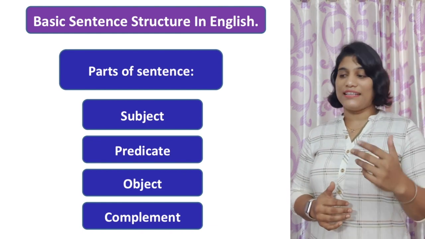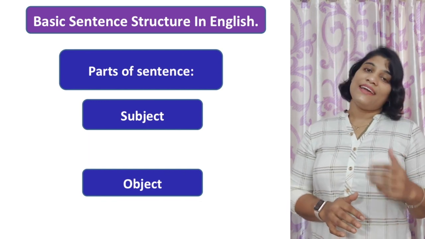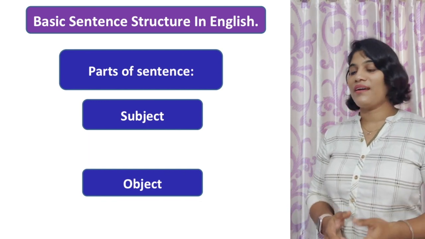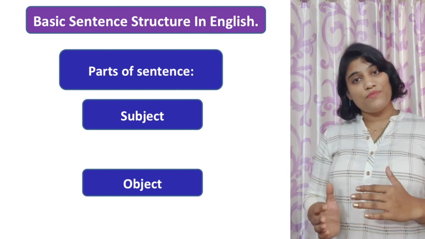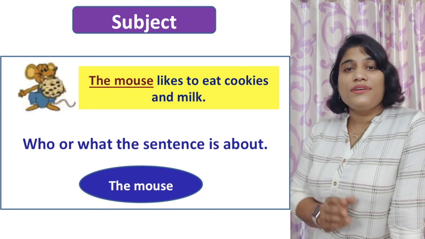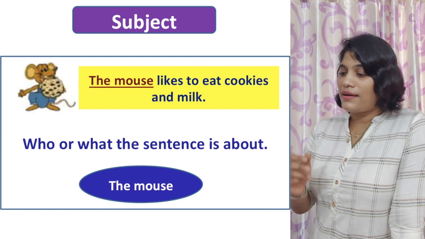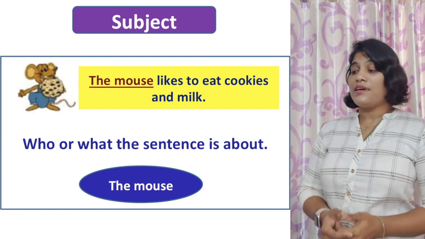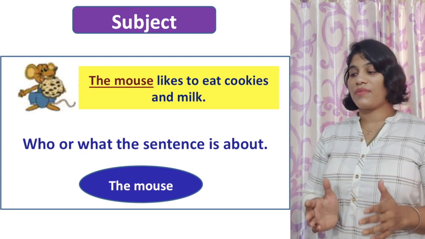Now, in English sentences, you find there are four major parts. I have already discussed subject and predicate in my last video. Today, I am going to discuss subject and object. Let's talk about subject first. Here you find there is an example. The mouse likes to eat cookies and milk.